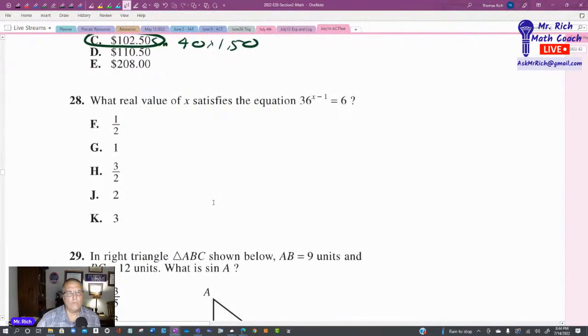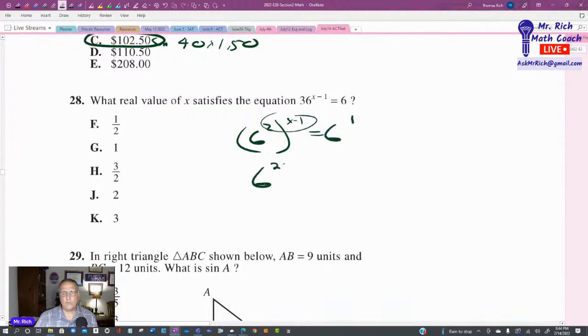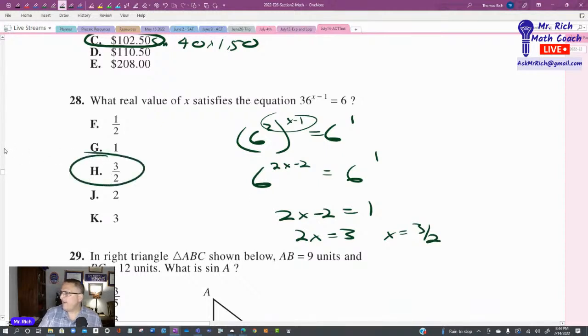28. What real value of x satisfies this equation? I'm going to change this to 6 squared raised to the x minus 1, and that would be 6 to the 1. I would multiply those. So this would be 2x minus 2 equals 6 to the 1. So my equation to be solved is equating the exponents. So 2x is equal to 3. X is 3 halves. Going with H. 3 halves on that one.